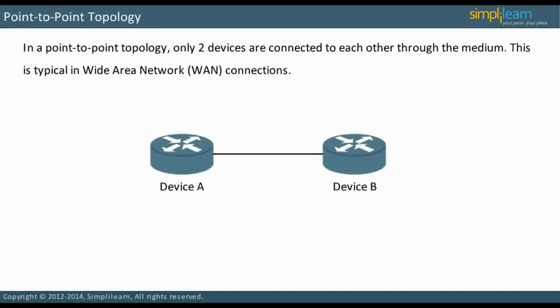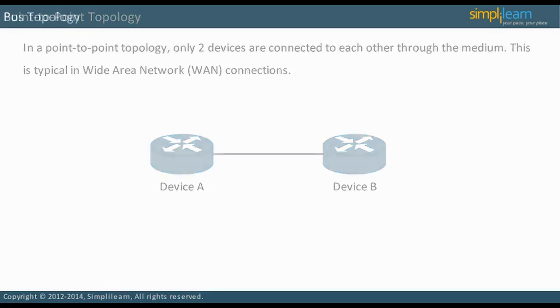As shown in the image on the slide, in a point-to-point topology, only two devices are connected to each other through the medium. Device A is connected to device B and vice versa. This is typical in wide area network, WAN, connections. Let us move on to the next type, that is, bus topology.